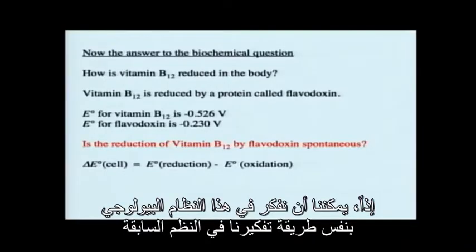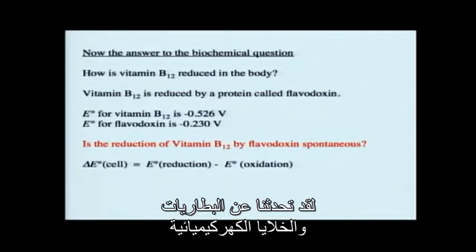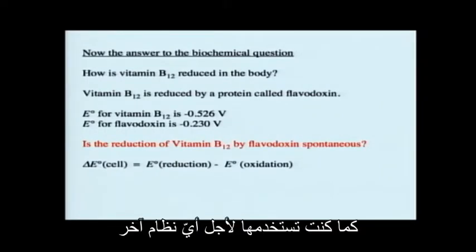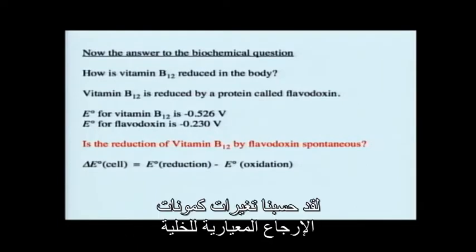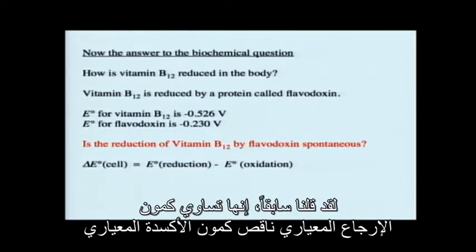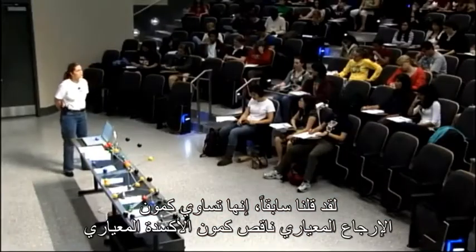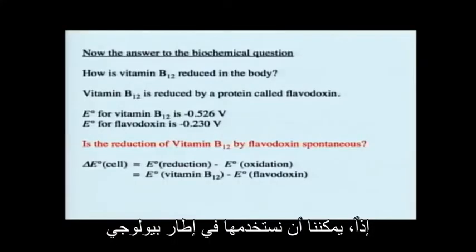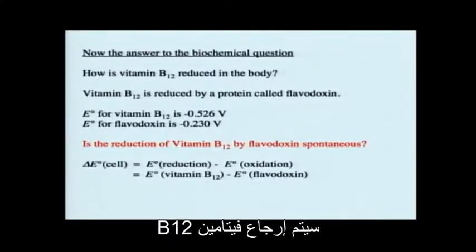So we can look at it the same way you've looked at all the other systems. We're talking about batteries, electrochemical cells. You can use the same equations if it's a biological system as you can for any other system. So we've seen this equation before. We've calculated changes in the standard reduction potential for a cell. We talked about the E0 for reduction minus the E0 for oxidation. And we can use that same equation. So we can put it in the biological context. The vitamin B12 is the thing that's being reduced, and the flavodoxin is the thing that's being oxidized. That's the reaction that happens.